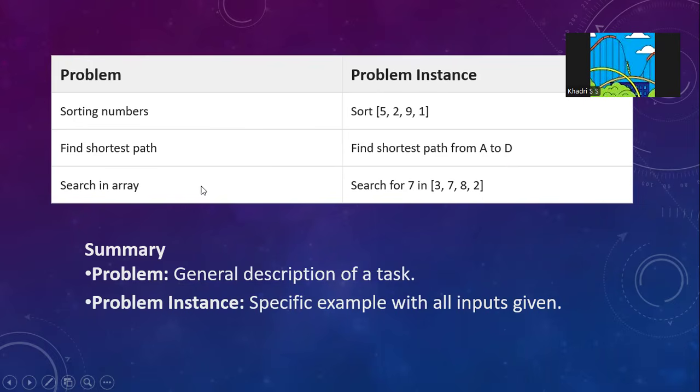And search in an array. We don't know which array, whether it may consist of one element, two elements, three elements, or 10, or 20, 30. But in the problem instance, we will have a specific array, and in that array we need to search for the element. So finally, we can conclude that a problem is a general description of a task, but a problem instance is a specific example with all input given. This is the difference between a problem and a problem instance.